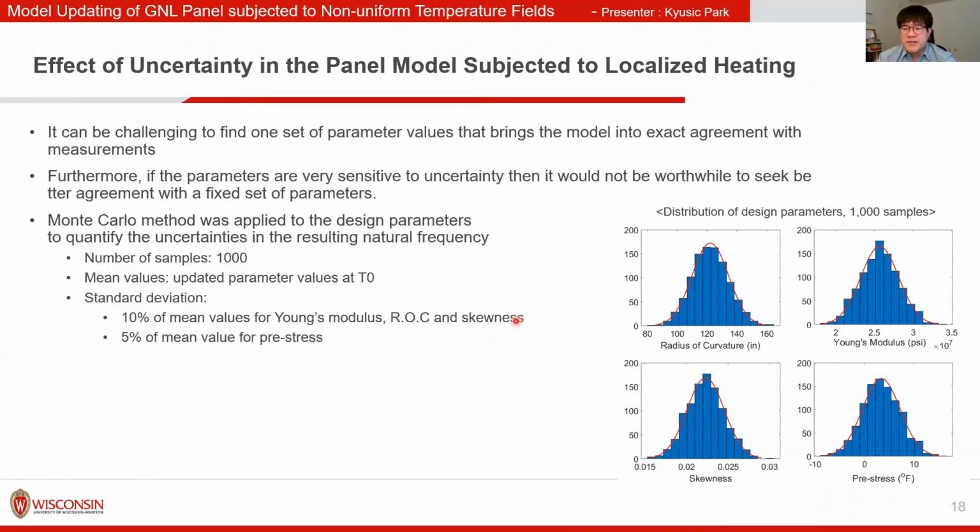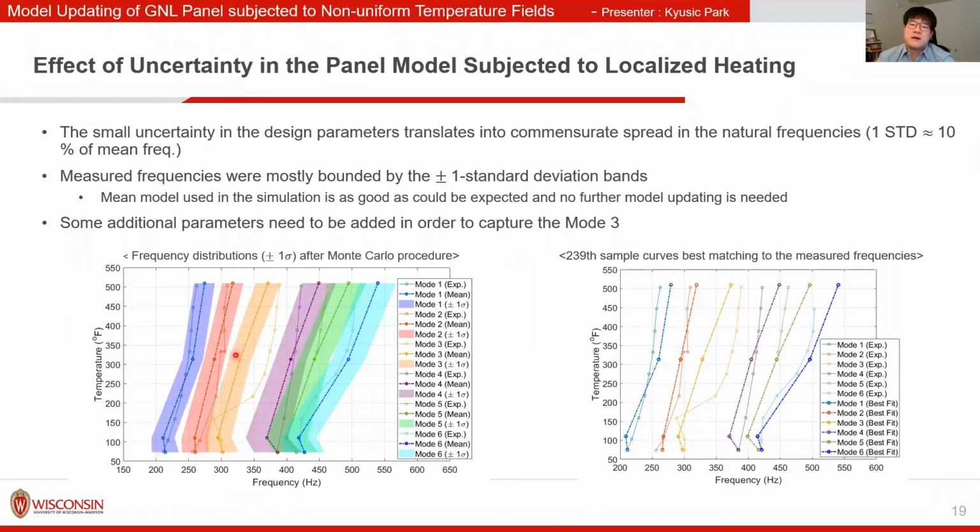1,000 sample sets are used, and the mean values were the updated parameter values at room temperature. The standard deviations of the parameters are as follows. The frequency distribution of ±1 sigma is plotted in this figure. Here, the small uncertainty in the design parameters resulted in a commensurate spread in the natural frequencies. Most of the measured frequencies were bounded by the ±1 sigma bands, suggesting that the mean model used in the simulation is as good as expected, and we do not need a further model updating procedure with this set of design parameters.